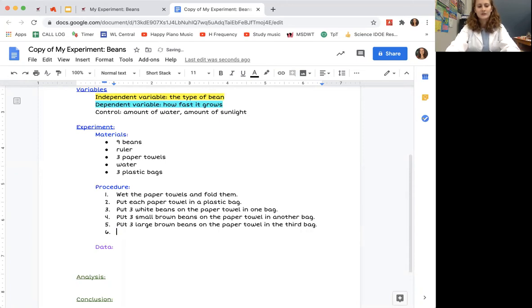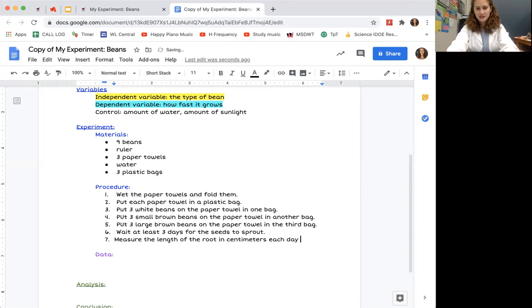Now I'm going to wait at least 3 days for the seeds to sprout. When we come back next weekend, we'll have to finish this, and our next step will be to measure the length of the root in centimeters each day for 3 days.